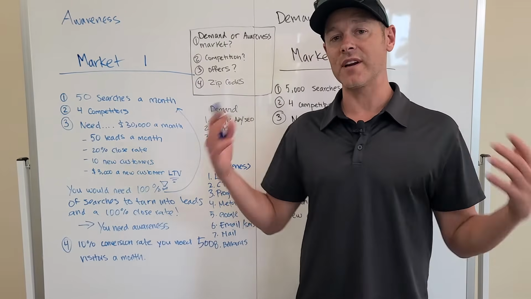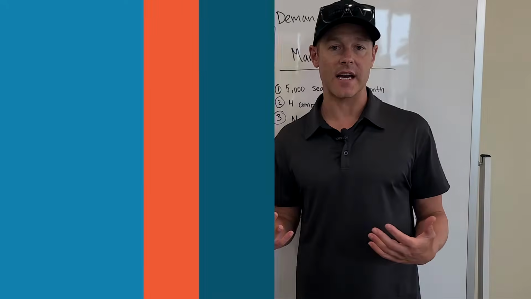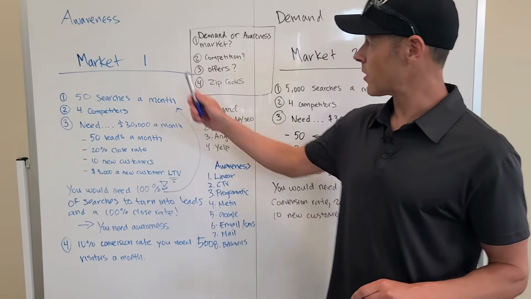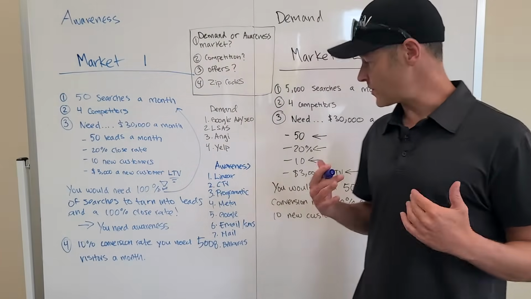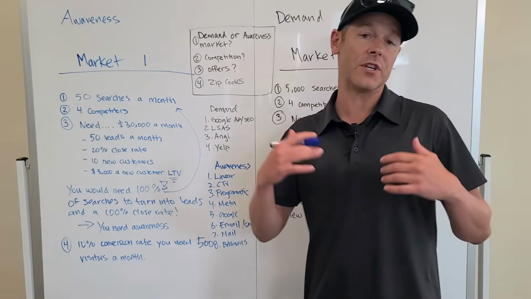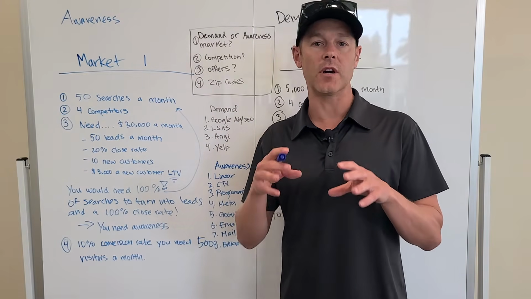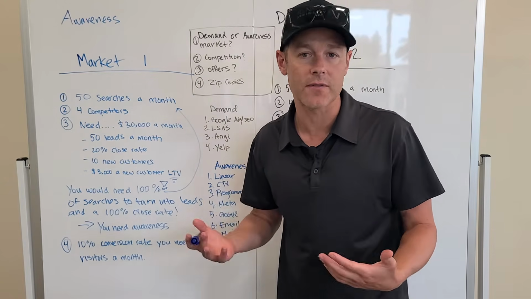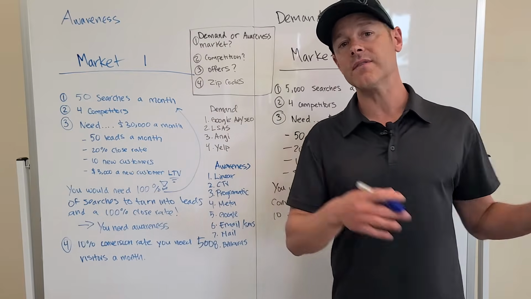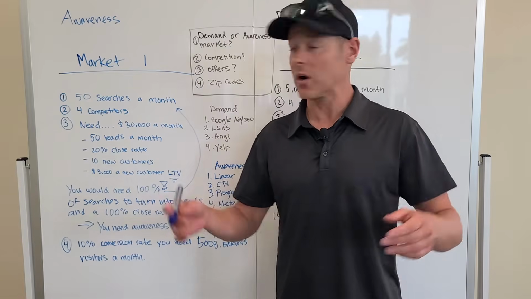This is going to be a really great class. Let's go ahead and dive into it. Okay, so for the purposes of this exercise, we're going to be looking at two markets, Market 1 and Market 2. Then we're going to be discussing demand versus awareness tactics, and we should be able to walk away from this with a really good understanding of how we should be approaching specific markets based off of how many customers are actually looking for this product or service there, or how we could pivot if we're not in a good situation. So first, let's take a look at market number 1.